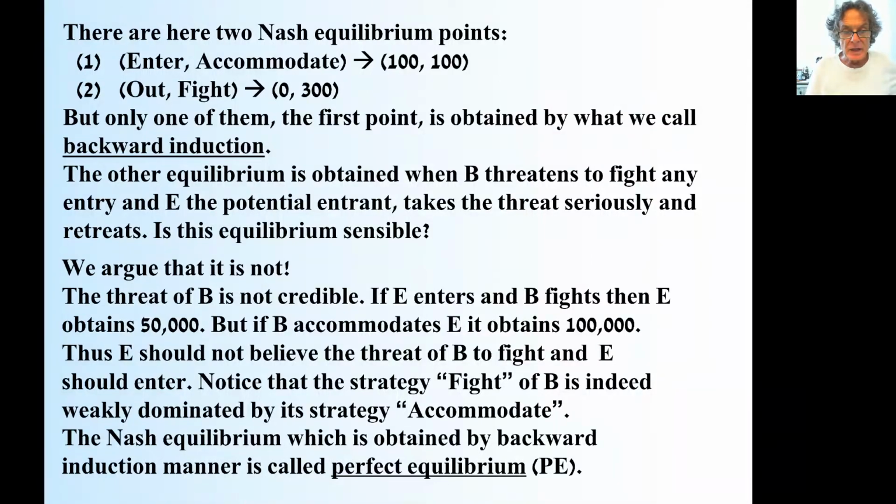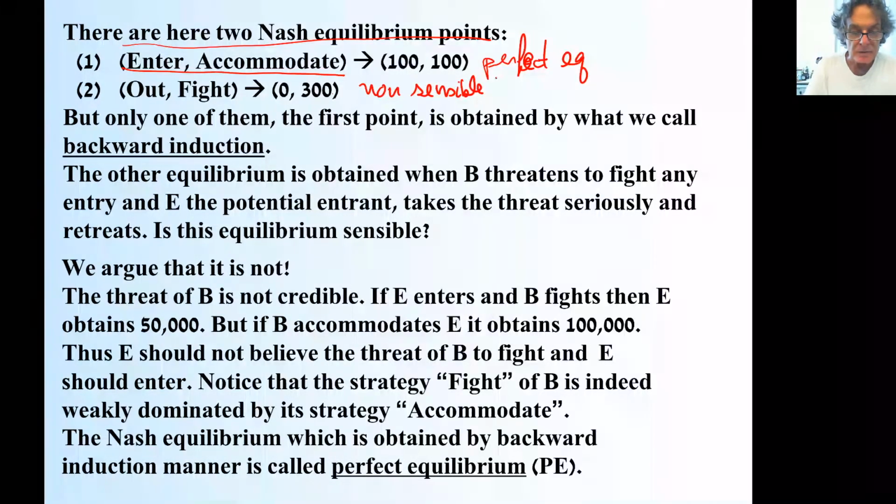There are here two Nash equilibrium points. E enters and B accommodates, which is the 100-100, and there is out and fight as the other one, non-credible. This is the perfect equilibrium, and this is nonsensible, as I explained. But only one of them, the first point, is obtained by what we call backward induction.